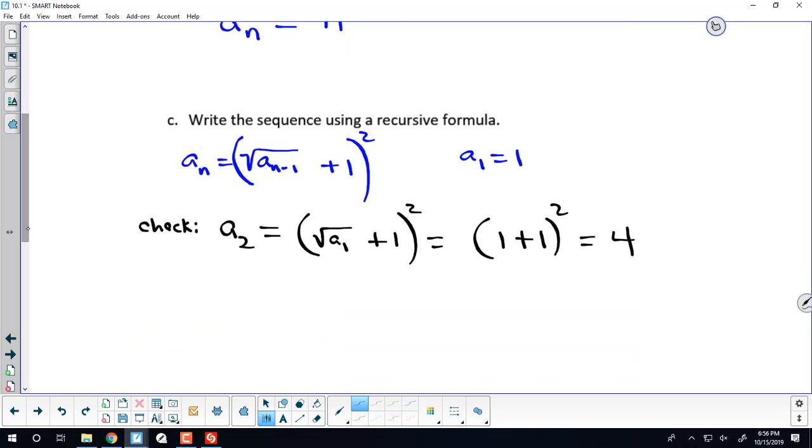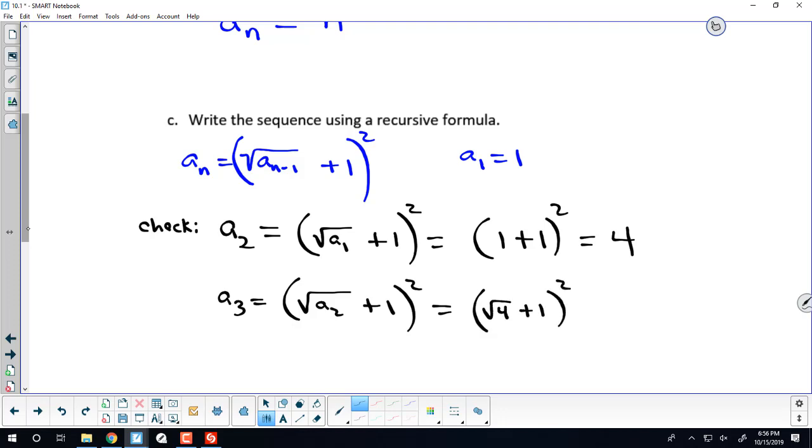Okay, so maybe let's do another one. A sub 3 would be the square root of a sub 2, plus 1, all squared. A sub 2 we just said was 4, so we have the square root of 4, plus 1, squared. So we have 2 plus 1 squared, which is 9. So far we have 1, 4, 9. Seems to be working. Maybe you can think of another one.